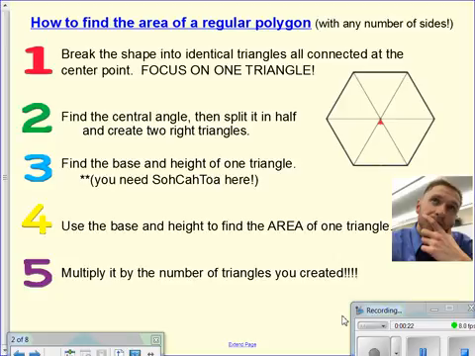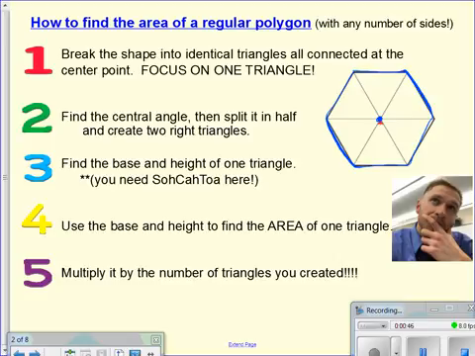First step. If you're given this example here, which is this regular hexagon, a six-sided shape, first step is to break it into identical triangles all connected at this center point right here. We don't know what the area is of a hexagon overall, but if we break it into triangles, we can totally find that. Step two, find the central angle, then split it in half and create two right triangles.